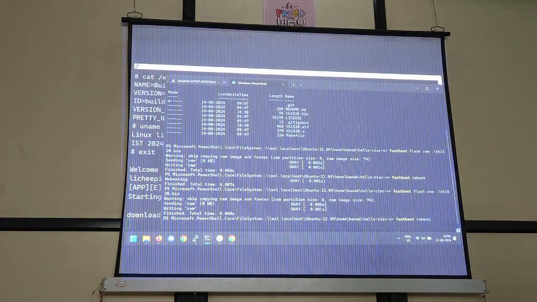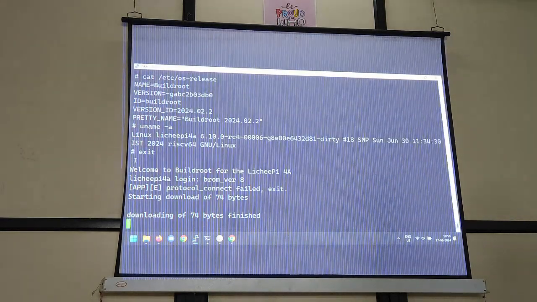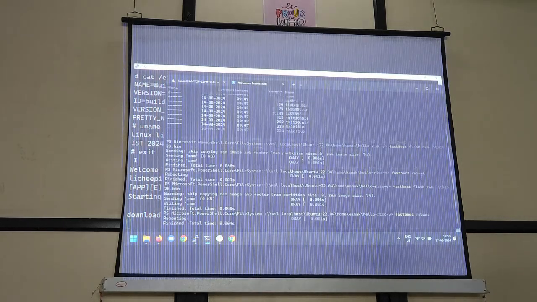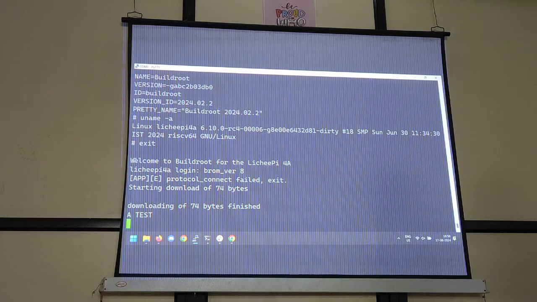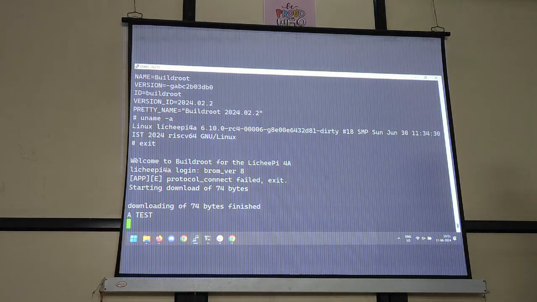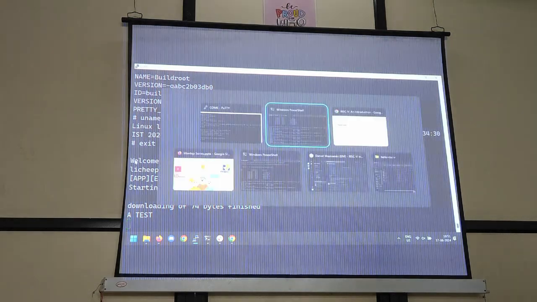Now see, in the background, it is showing downloading 74 bytes finished. So it has downloaded the image. Now we'll try to reboot the board and see, it prints out a test. So it is a RISC-V based bare metal hello world. And that's it for the session.